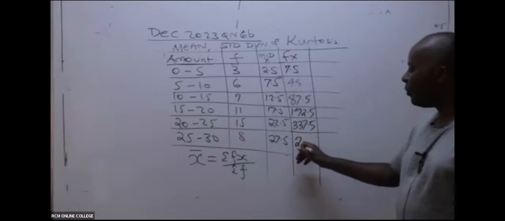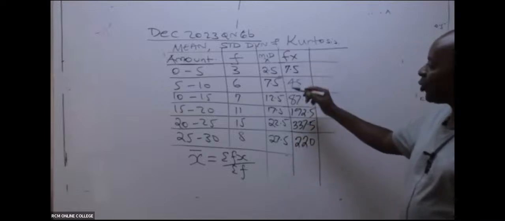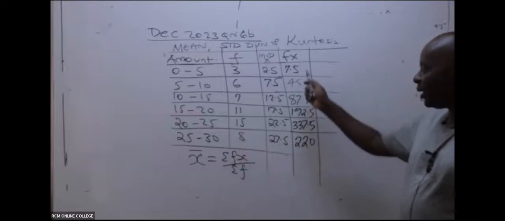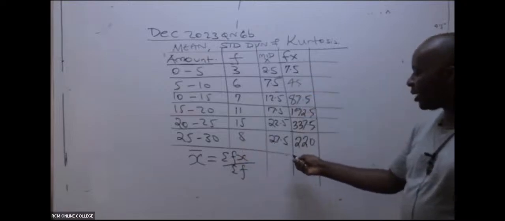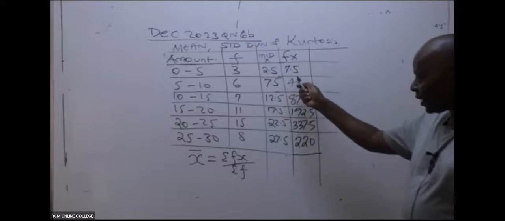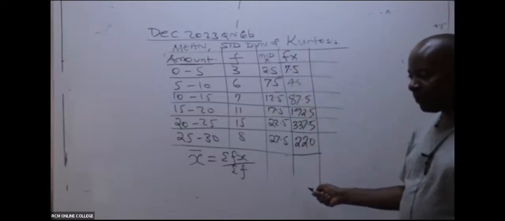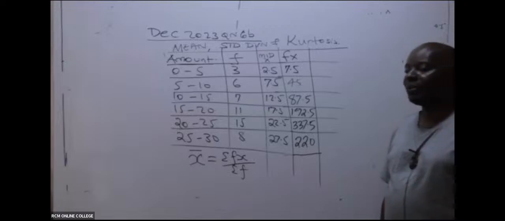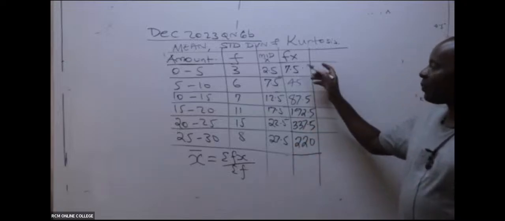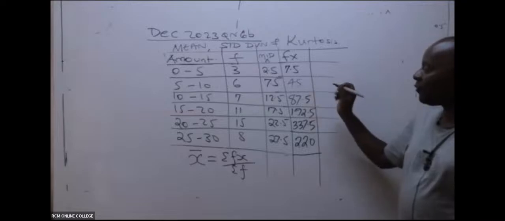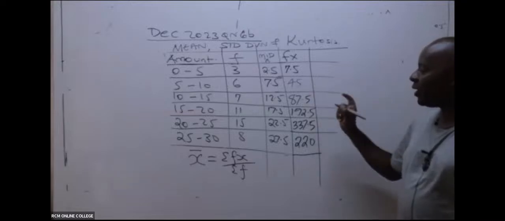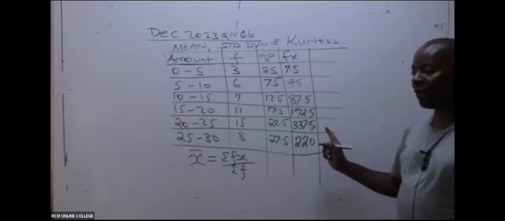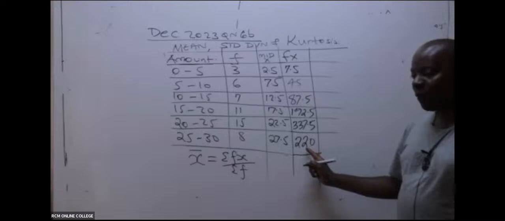220. So remember now, after you have done these multiplications, in the numerator, they want us to sum. Please come and sum everything here. Give us the summation of the fx column. You're summing everything. You take 7.5 plus 45 plus 87.5 plus 192.5 plus 337.5 plus 220.